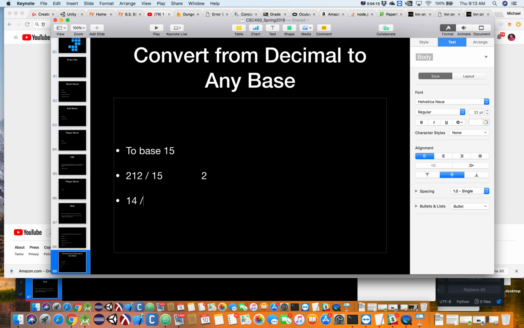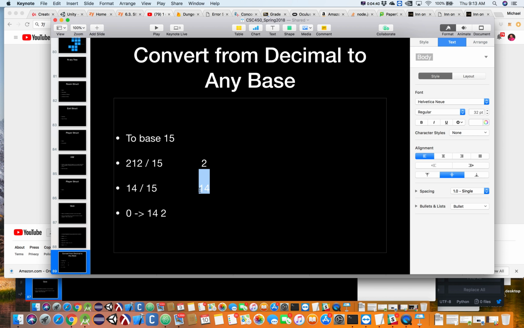14 divided by 15. How many times does 15 go into 14? 0 times. 0 times 15 is 0 with a remainder of 14. We know we're done when we get a 0 there. All right. Then we read our answer from bottom up. So we have a 14 and we have a 2. Now we've already said we always have to have single digits.